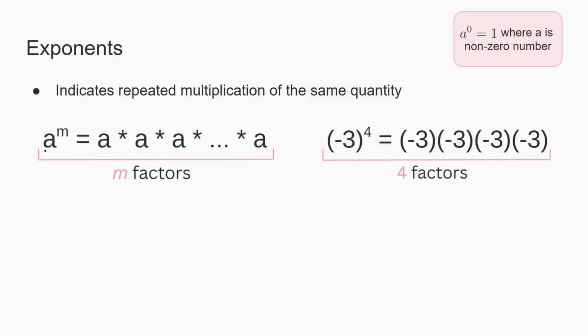For example, we have a to the m power here. a is the base, and m is the exponent. And a to the m means that we're multiplying a m times. So there's m factors. As another example, we have -3 to the 4th power. -3 is the base, and 4 is the exponent. This means that we're multiplying -3 four times, as shown right here.